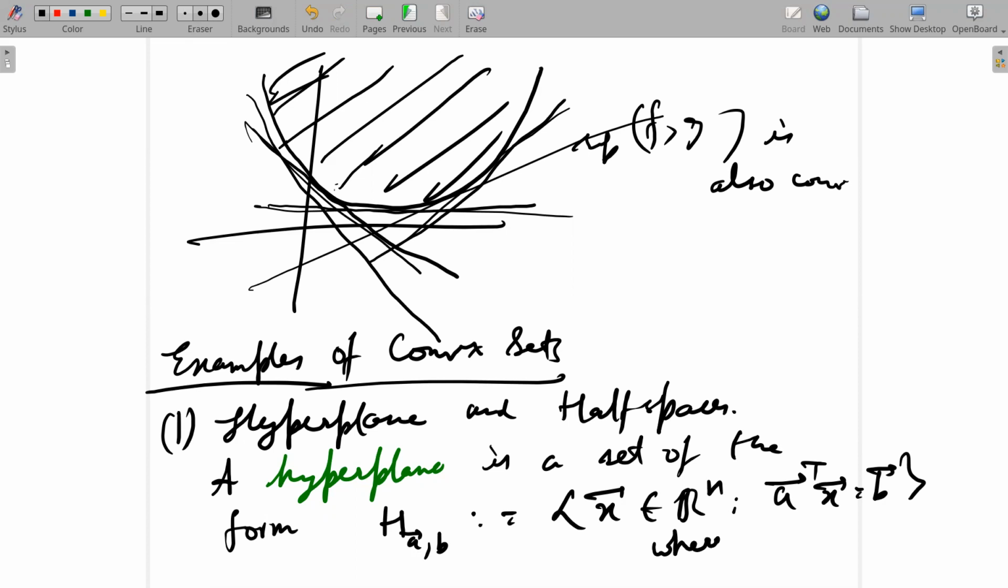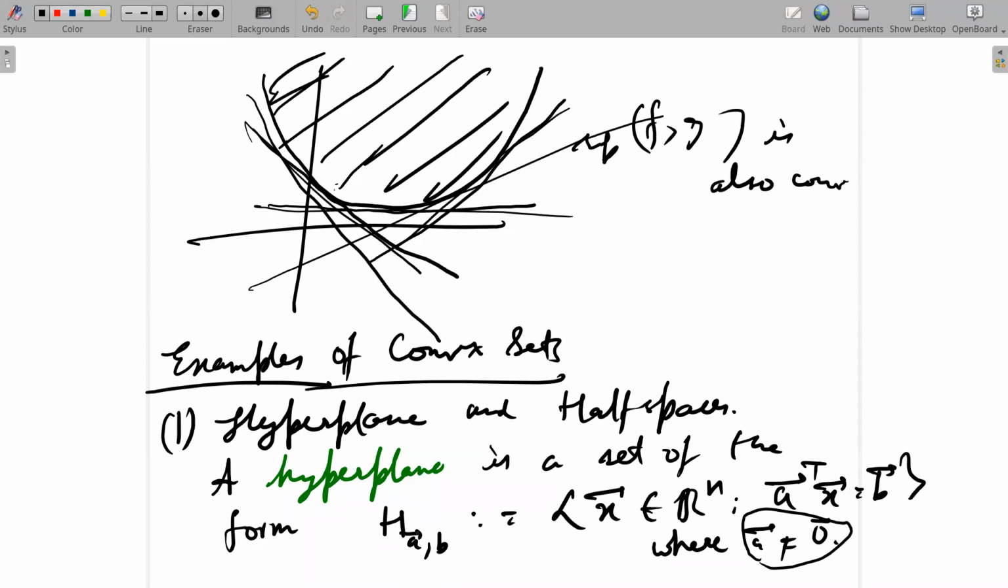Because what happens when A is equal to the zero vector? Either it is empty, if B is non-zero, then of course with A zero this is not possible, so H_{A,B} has to be an empty set. Or if B is zero, then it is the whole of R^n. So that's why we want to exclude this condition A equals zero. We don't want that, so we choose A to be a non-zero vector.